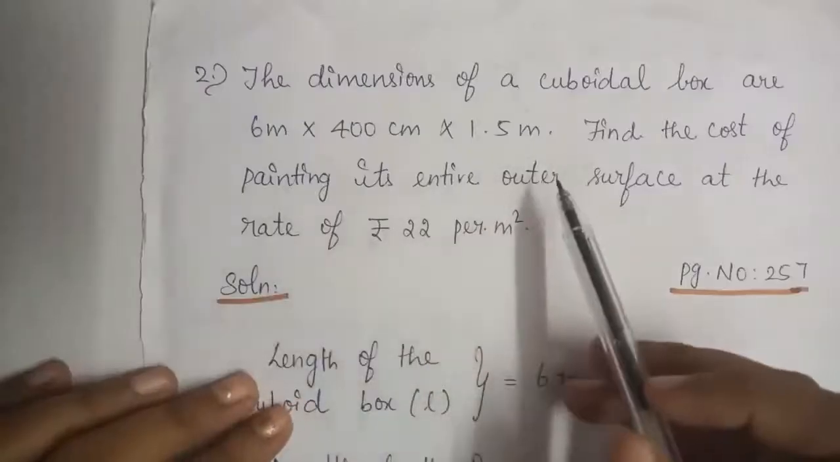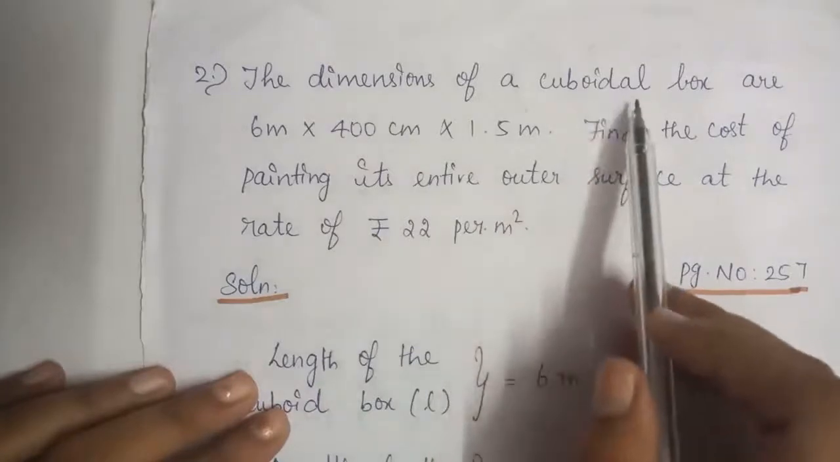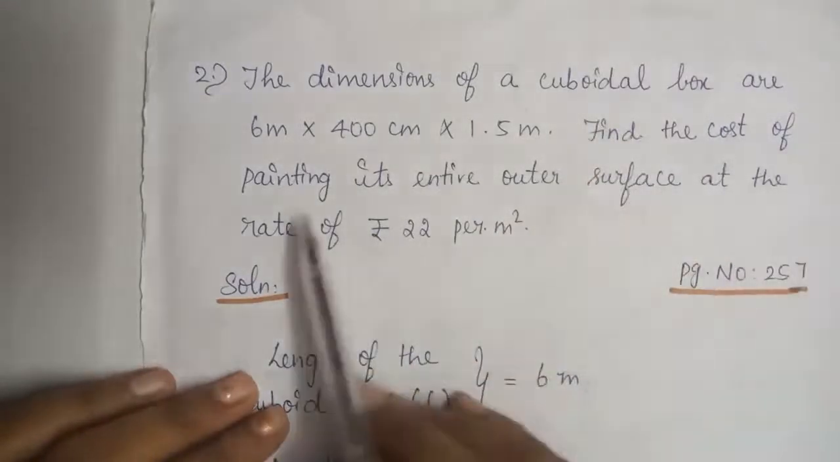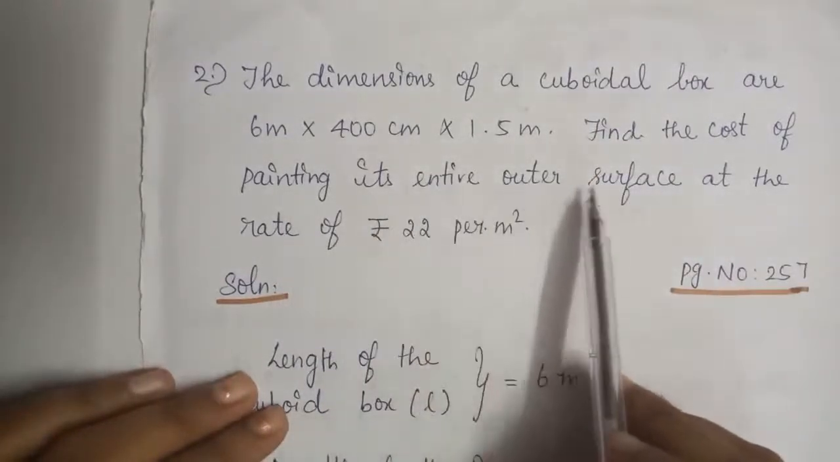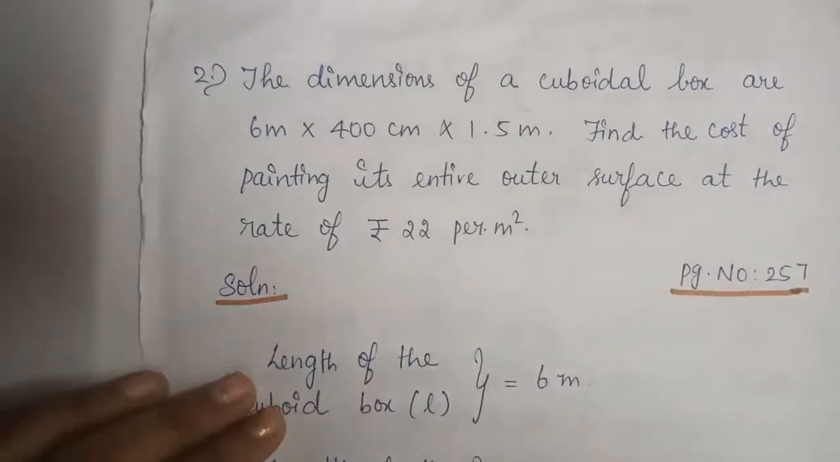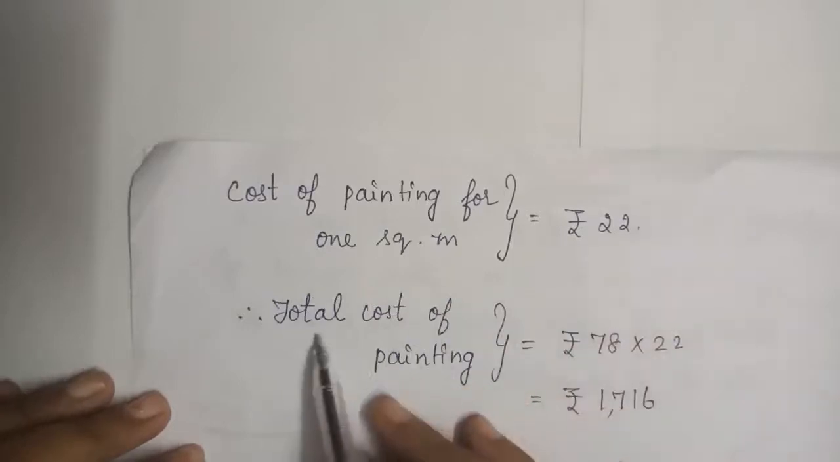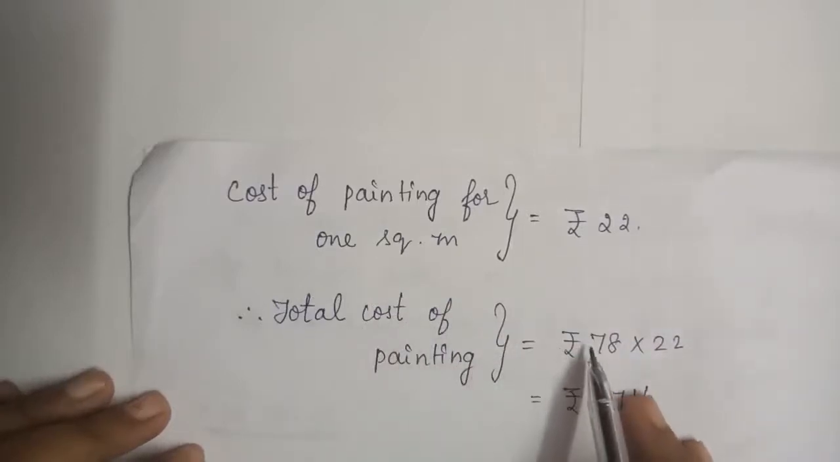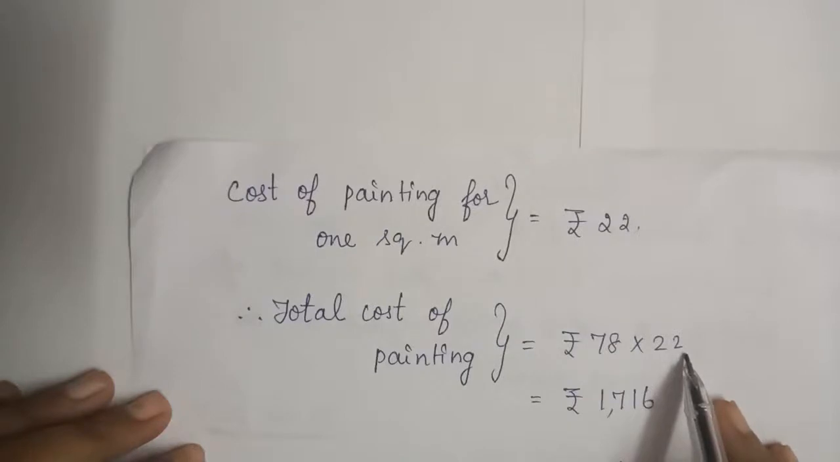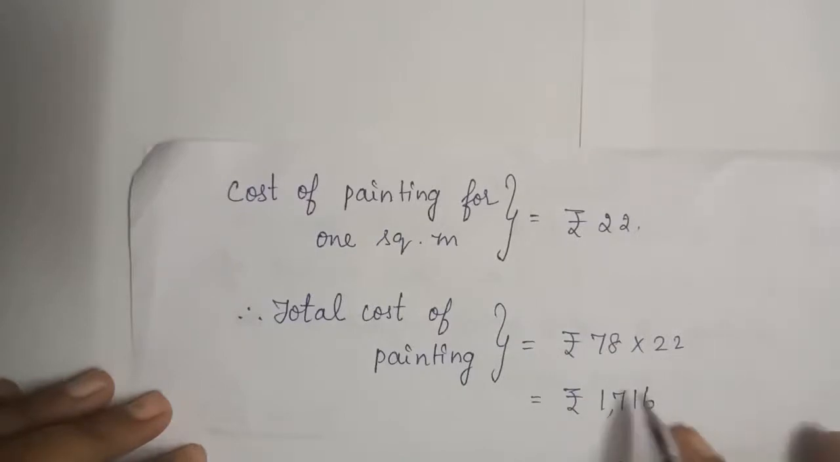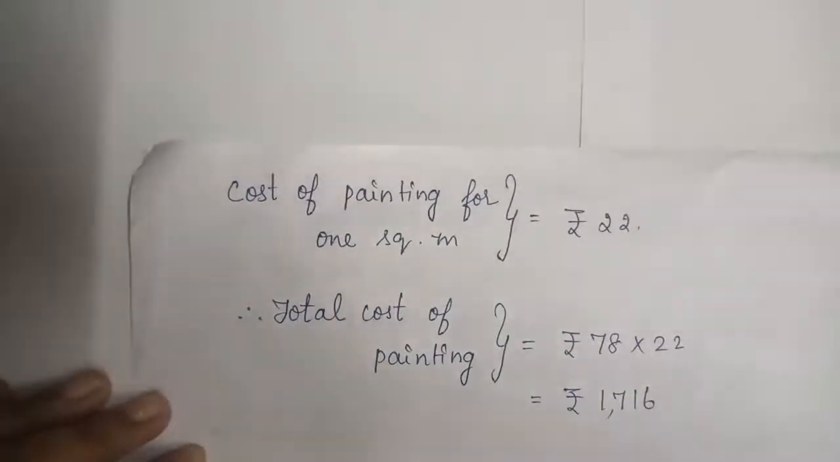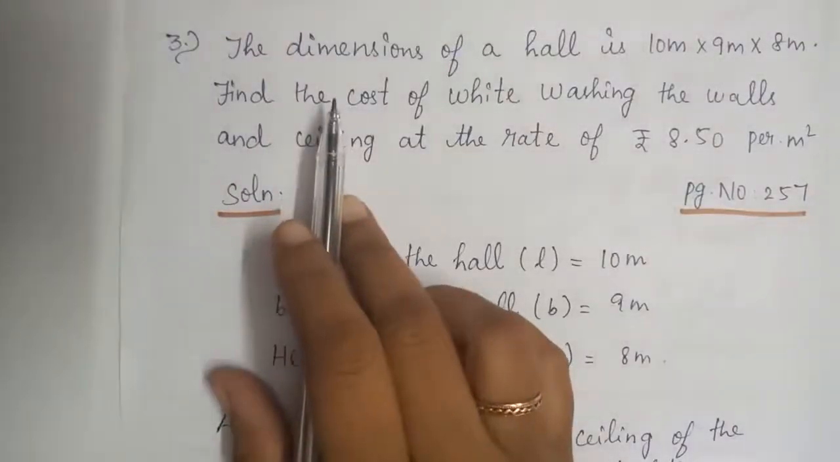Now we have found the total surface area of the cuboidal box. Then you have to find the cost of painting its entire outer surface area. Cost of painting for 1 square meter is rupees 22. So total cost of painting is equal to rupees 78 into 22, which is equal to rupees 1760. So total cost of painting the entire area is 1760 rupees. Problem number 3 in exercise 7.2.